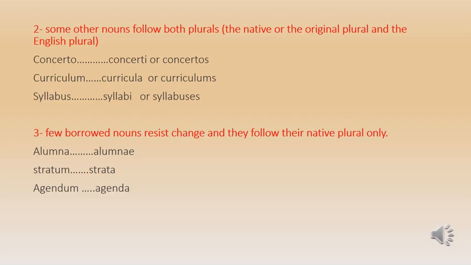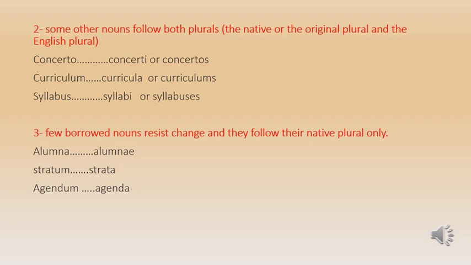For example, the word alumna is made plural by following the native plural system. So the plural form of alumna is alumni. We cannot pluralize this noun by saying alumnas because the only plural form for this noun is alumni. Similarly, we have the word stratum. Stratum is a foreign word that can be pluralized by the foreign plural only, not by the regular plural. So we have stratum as the singular form and strata as the plural form.